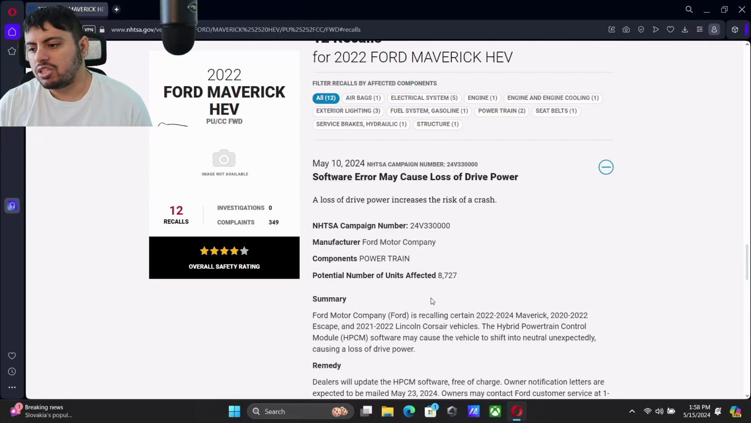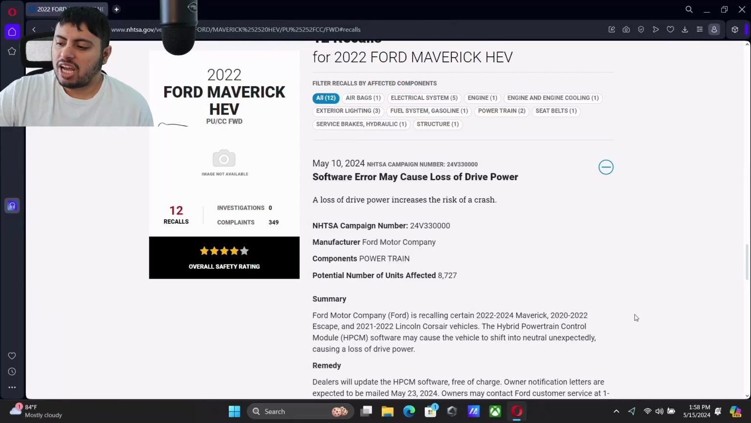And Ford is issuing this recall here due to a software error which may cause loss of drive power. The specific recall here is for the hybrid vehicles. The hybrid powertrain control module software may cause the vehicle to shift into neutral unexpectedly, causing a loss of drive power.